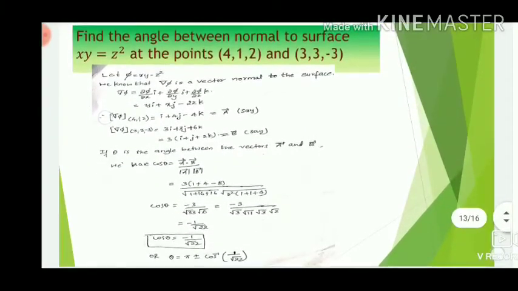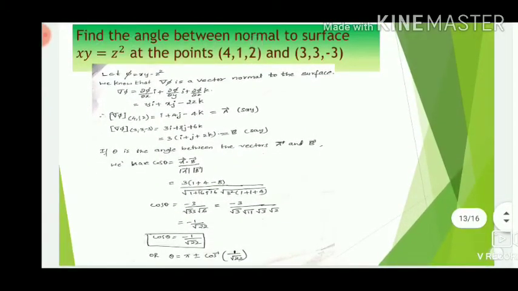Now one more example. Find the angle between the normals to the surface xy equals z squared at the points (4, 1, 2) and (3, 3, -3). So we have only one surface here, but at 2 different points we have to find the normals, and we have to find the angle between them.